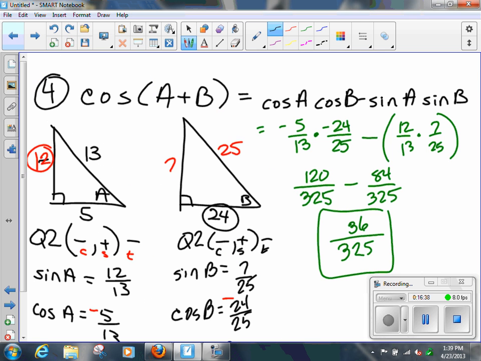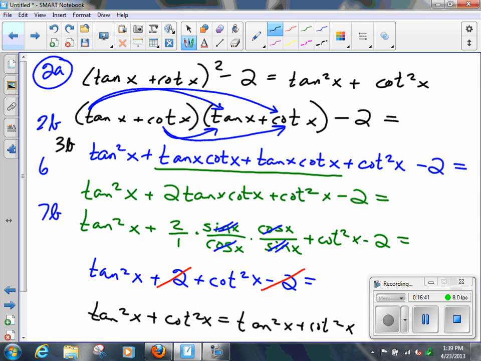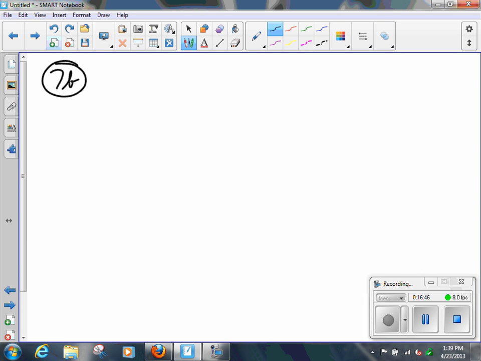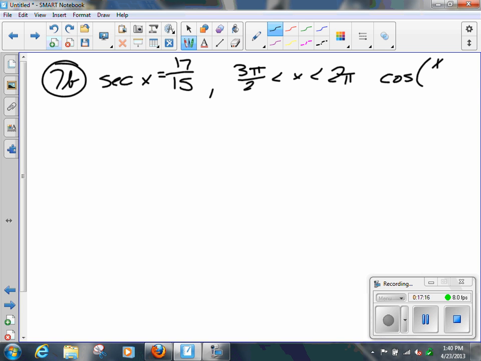What next? Wasn't there a 5 in there somewhere? No. 7B. Here we go. 7A was 7 root 2 over 7, and this one was negative 4 root 17 over 17. All right, so here's 7B. Secant of x, 3 pi over 2 less than x less than 2 pi. And we have to find cosine of the half angle.